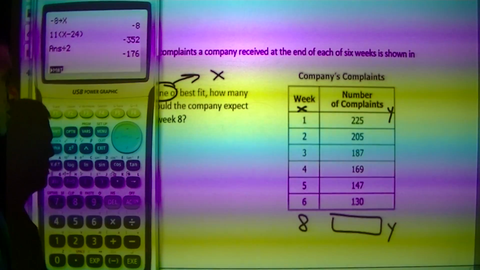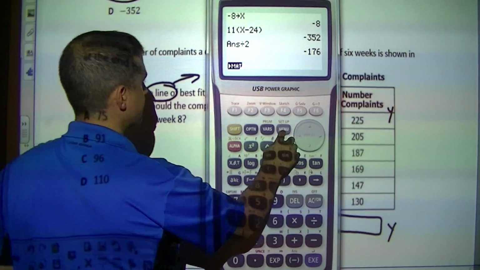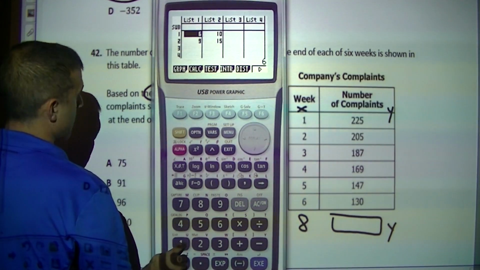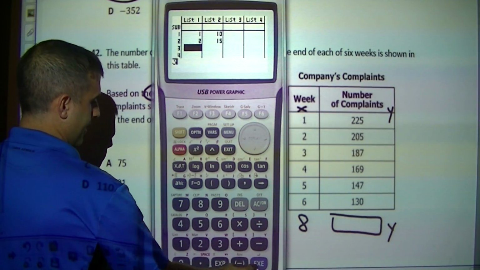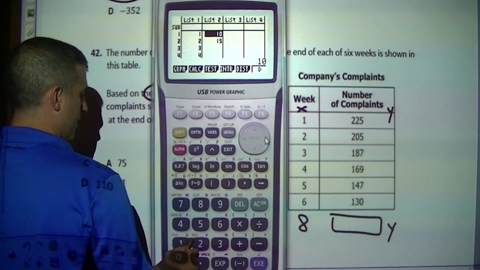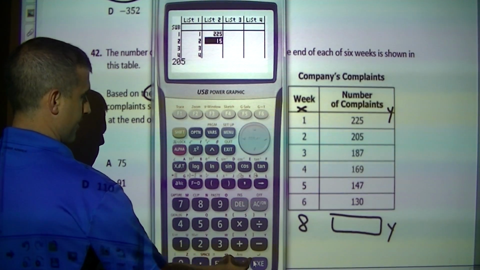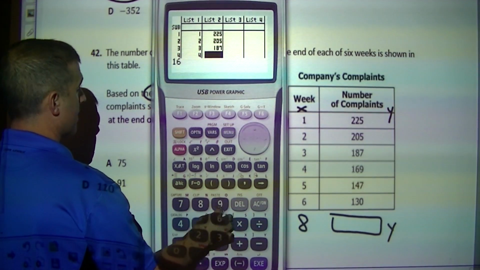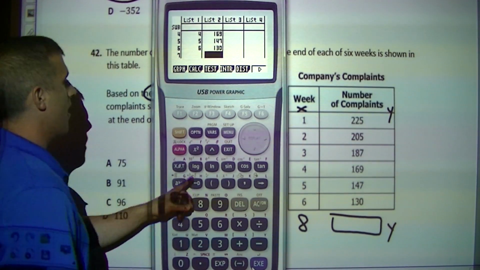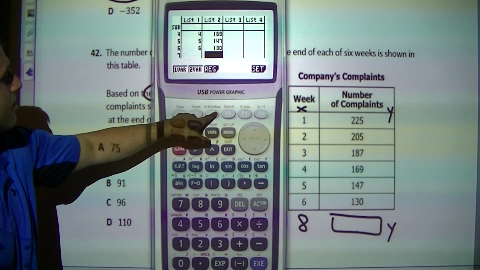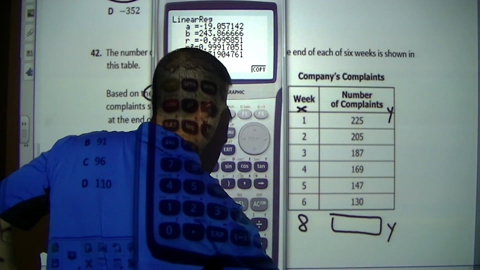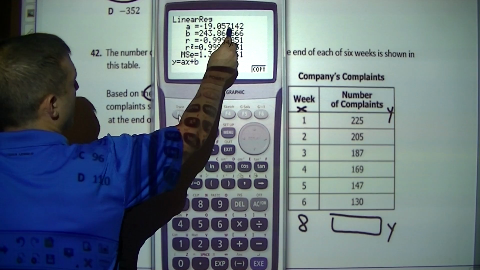So what I'm going to do is go into menu, then go into stat, and punch this in. 1, 2, 3, 4, 5, 6. Then 225, 205, 187, 169, 147, and 130. Okay, I'm going to calculate the regression, and it's going to be x. So what I should write down is a bunch of decimals there.